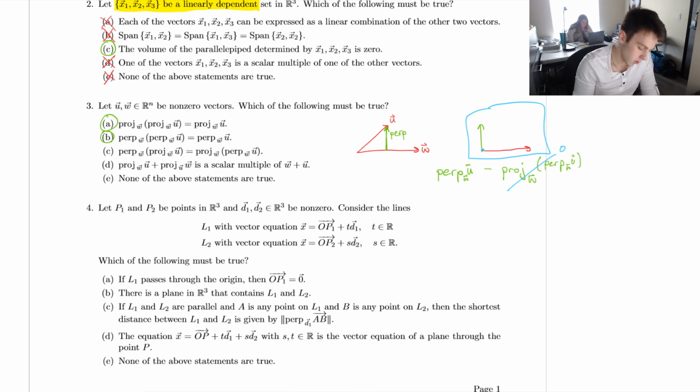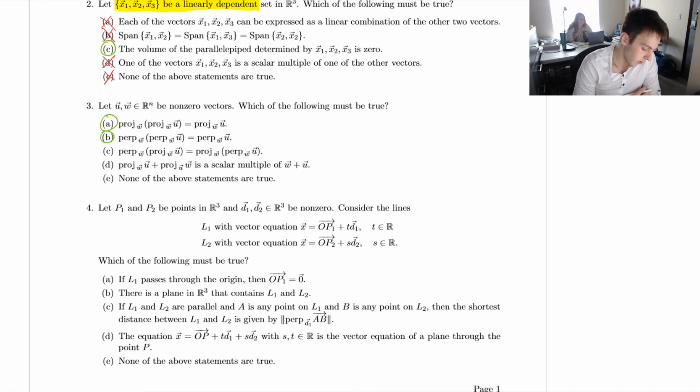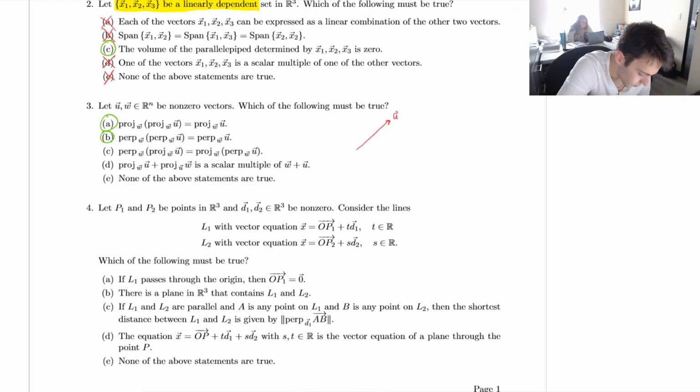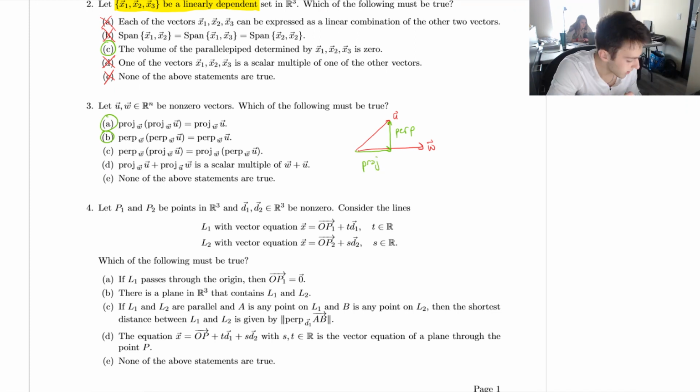So question C, we've got the perp on the projection and then the perp on the projection again. Okay, so let's just visualize this. We've got some u, we have some w. We know that this will be the perp, and then this will be the projection. And the left-hand side is saying the perp of the projection of u on w.